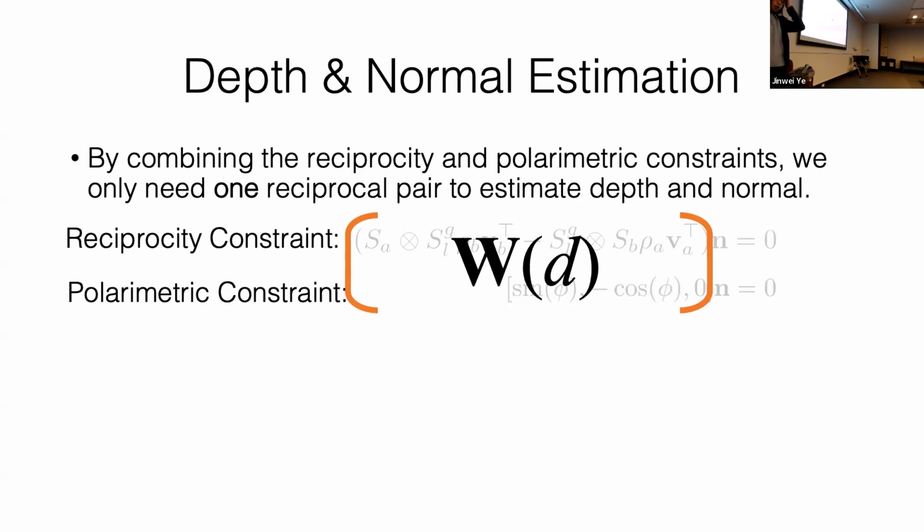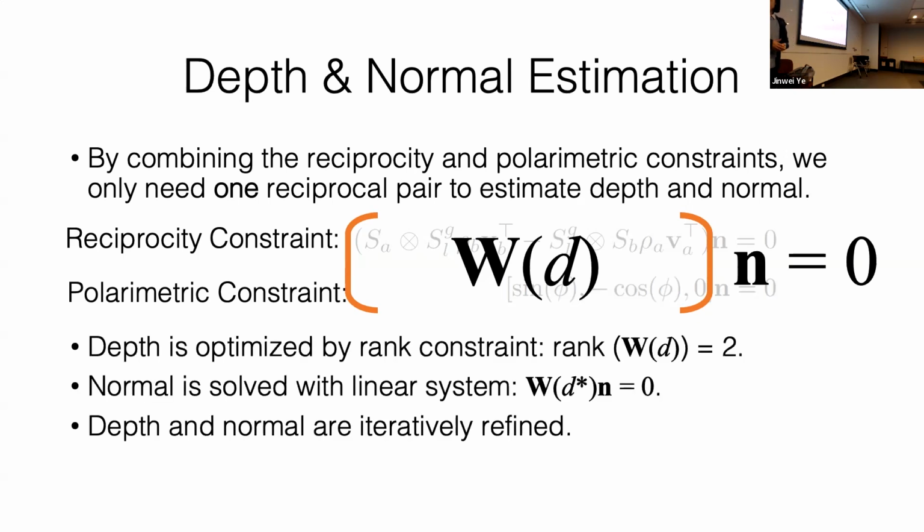That is because in the equation, if we want to know the direction, we actually need to know the depth, because what we calibrate is actually the position. We don't calibrate the direction. So the depth value is encoded in this linear system, and we use it to solve for depth and normal in an iterative way.